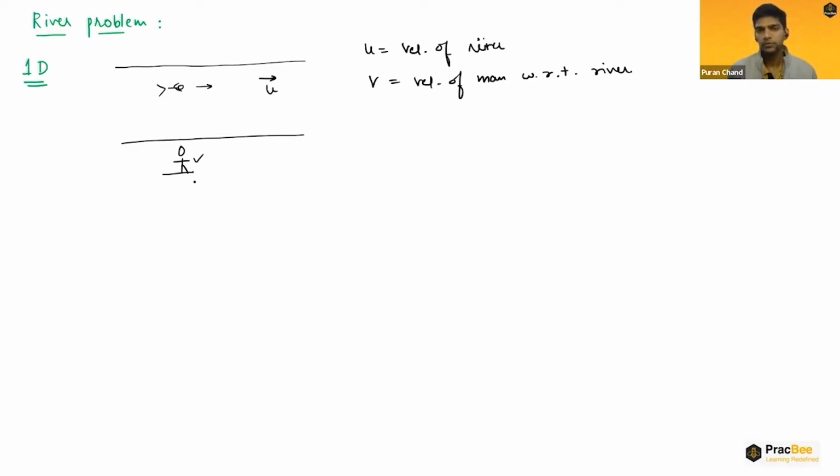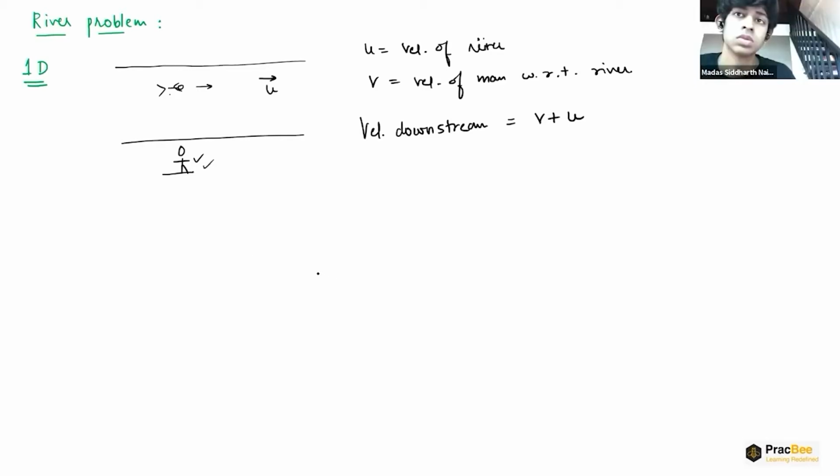With respect to this observer, the man is going downstream, right? If you swim in the direction of the flow, that is known as downstream. If you swim against the direction of the flow, it is known as upstream. So velocity downstream will be v plus u, because velocity downstream is the velocity of the man with respect to a person standing on the ground. So he will find that the man is going with a speed of v plus u in the right direction.